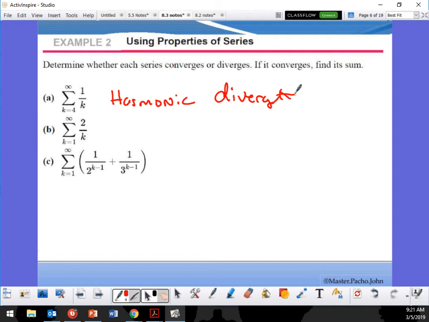So yeah, there's that one. That one's the harmonic. If that one's harmonic, then therefore this one is going to diverge. If we see something like that, then it's automatically harmonic. So what about the second one? Is this just going to be 2 times that harmonic? So it's going to be harmonic again, 2 times harmonic. And so therefore it's divergent.